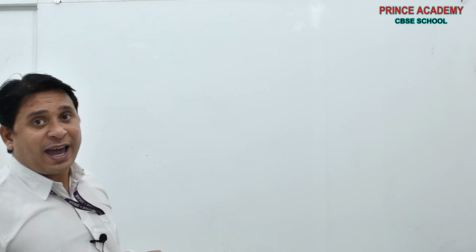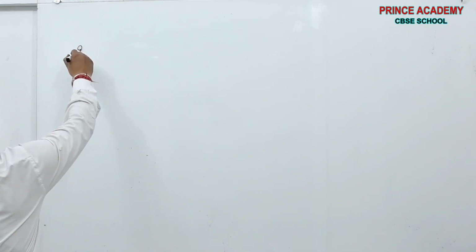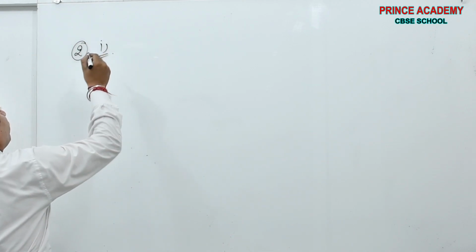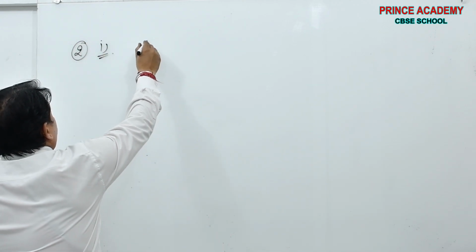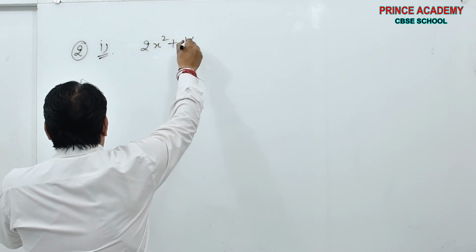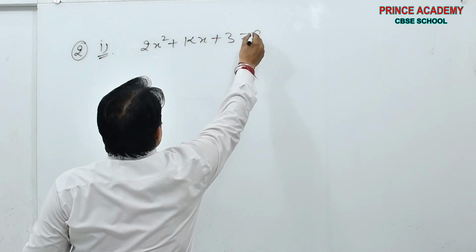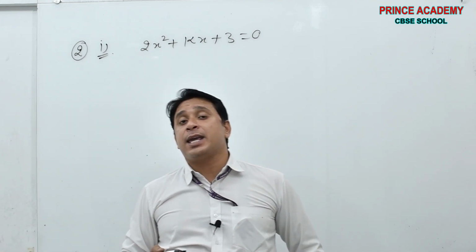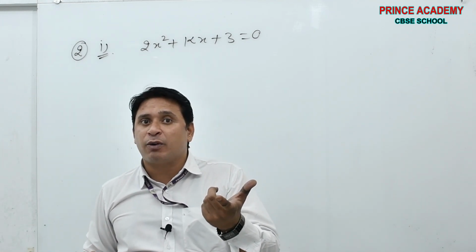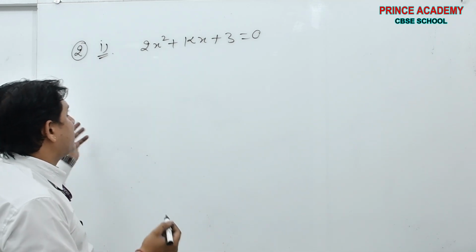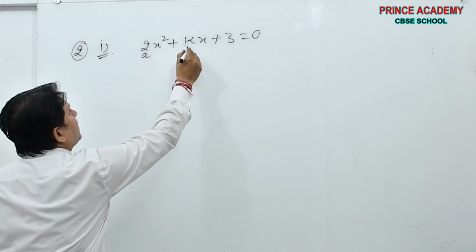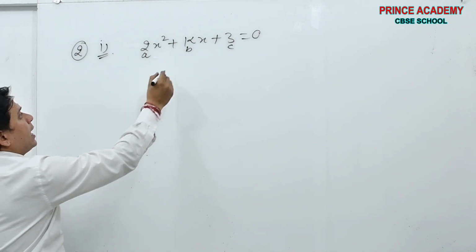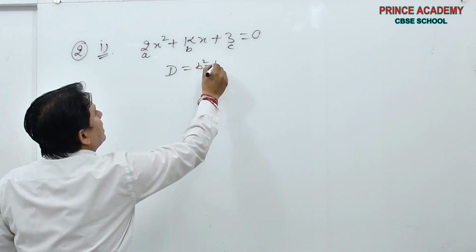Question number 2. Very important criteria, beta. Such kinds of questions are asked. 2x square plus kx plus 3 is equal to 0. Find the value of k if roots are equal. Why? When are roots equal? When D is 0. Okay, see. This is A, this is B, this is C. And D is B square minus 4AC.